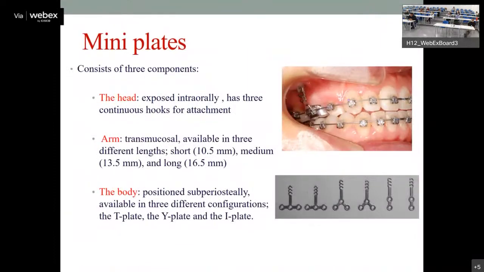Again, the miniplates consist of three parts. The head, which is this part you see intraorally. It's here. Okay, so this is the head. It's exposed intraorally and has three continuous hooks. Why three? To provide three levels of vertical attachment. The arm, this one, which is transmucosal, is available in three different lengths: short, medium and long. And of course the body, that's fixed to the bone by a screw, comes in three different configurations. It can be a T-plate, a Y-plate, or an I-plate.